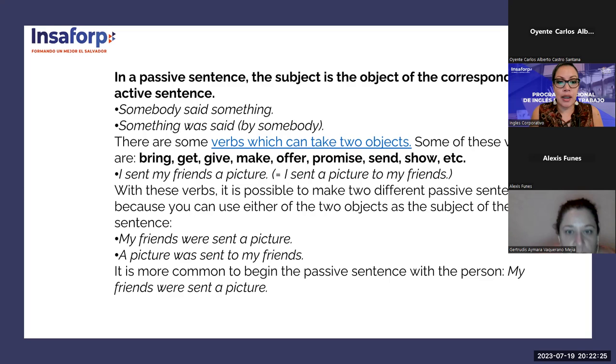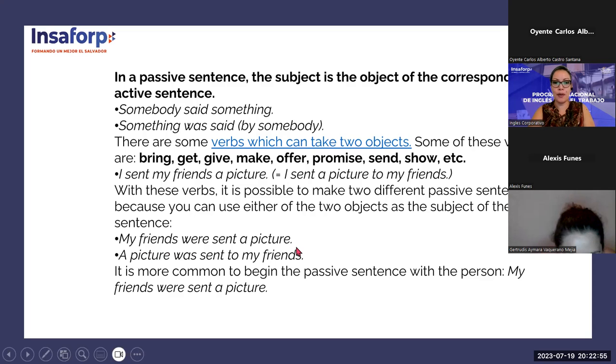Y ahí nos dice, it is more common, la última parte de las dos opciones que dijimos que son posibles cuando hay un verbo que tiene dos objects. Es posible empezar con el passive, en este caso, my friends were sent a picture. Es más común empezar con ese alguien que con el algo. En este caso, el alguien son my friends. My friends were sent a picture. Eso es más común que empezar con el algo, ¿verdad? A picture was sent to my friends. No es muy común, pero gramaticalmente está correcto.